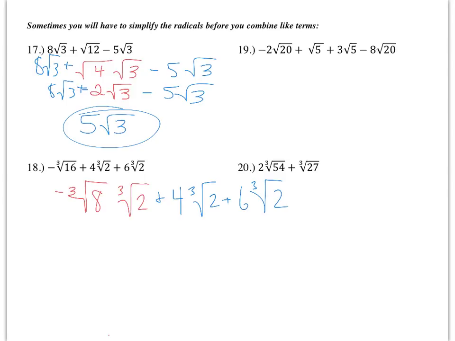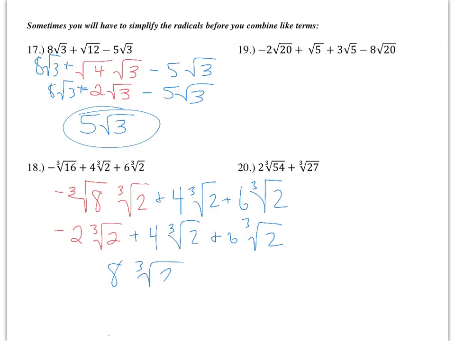Let's continue with simplifying this cube root of 8. The cube root of 8 is 2. So now I have negative 2 cube root of 2, and I'm going to bring everything else down. Plus 4 cube root of 2 plus 6 cube root of 2. Now let's add all of those up. So negative 2 cube roots of 2 plus 4, that gives me 2 cube roots of 2, and then add 6. That's going to be 8. So I have 8 cube root of 2. Again, we're just adding the coefficients.